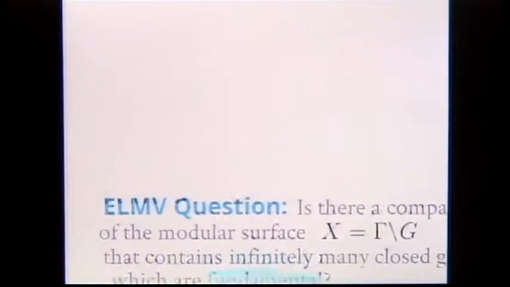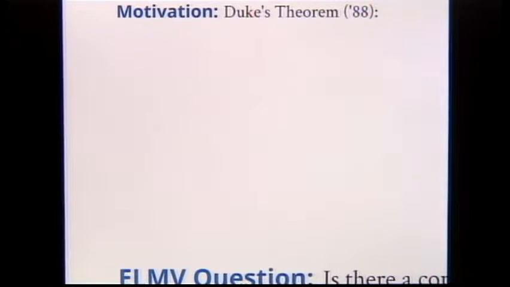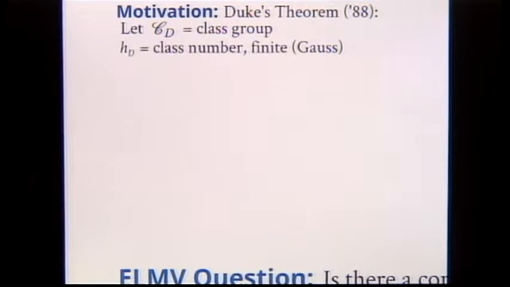Why were they thinking about this? Well, they were studying Duke's theorem, and in fact, they were trying to give a dynamical proof of Duke's theorem. Let me remind you what Duke's theorem says. We take the class group, all the inequivalent binary quadratic forms of a given discriminant, and Gauss's famous theorem is that this is a finite set. In fact, it's a group, but never mind. For us, it's a set. h_D is the class number.